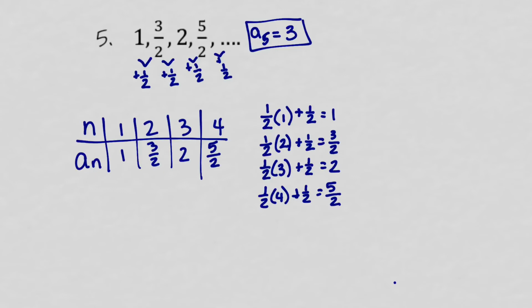So my rule for the nth term, I know I'm taking 1/2 times what's changing each time, so n, and then I need to add a half to it.